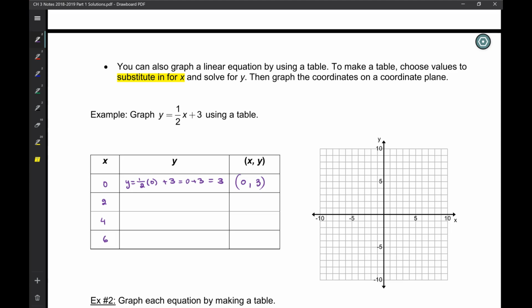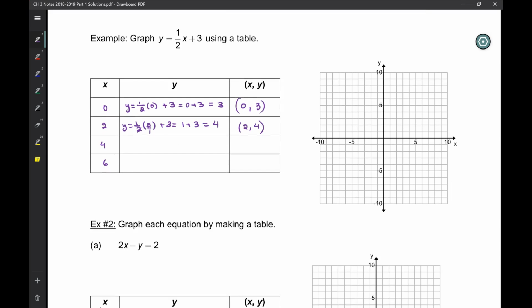Correct. Now let's plug in 2. So y equals half times 2 plus 3. Half times 2 is 1. Plus 3 is 4. Wait, it's 1? It's, okay, half times 2. So what happens here is, this is 2 over 1. You have to do this. So here we have 2 comma 4.